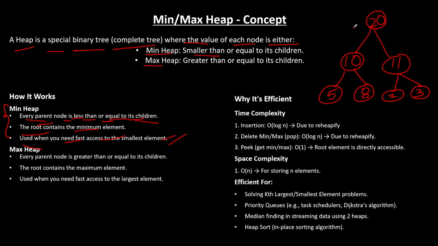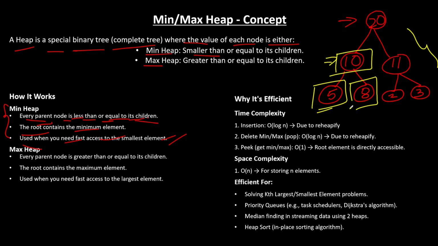So here you could see this is the parent element, right? All the children are below it, and it is greater than all the children present under it, right? If we take 10 as the parent element, 6, 5 and 8 are smaller than 10. Similarly, if we take 11 as the parent node, 2 and 3 are smaller than it. So what is written here? Every parent node in a max heap is greater than or equal to its children.